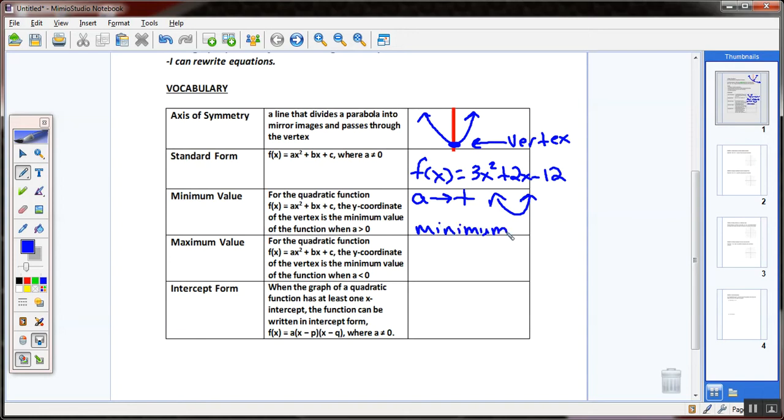So if the a value is ever what here, kids? Positive. What kind of a shape can you end up with? U-shaped, and that's going to imply some kind of a vertex where that value is a minimum value.